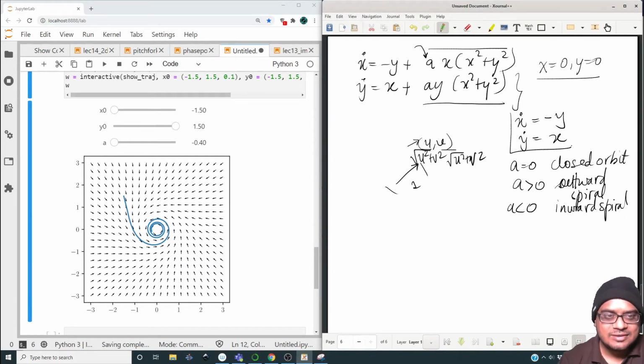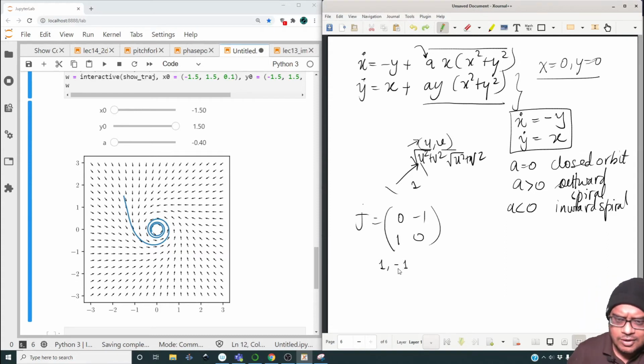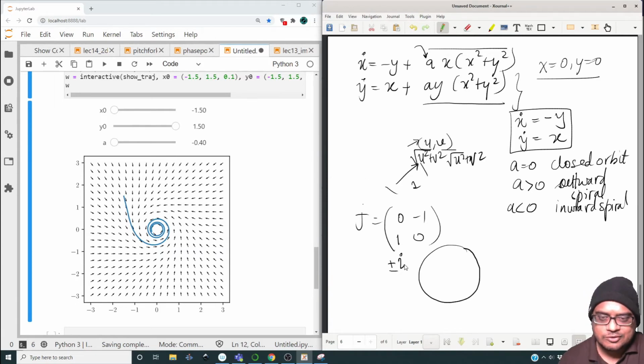But when you linearize the system, you only get a system whose Jacobian is [0, -1; 1, 0]. Obviously, this will not have eigenvalues 1 and -1, it will be purely imaginary. The eigenvalues will be plus minus i, and the eigenvalues indicate it will be a closed orbit because they are purely imaginary. So this is the fixed point 0, 0, and if you linearize the equation, it will always predict it's going to be a closed orbit, a closed loop.